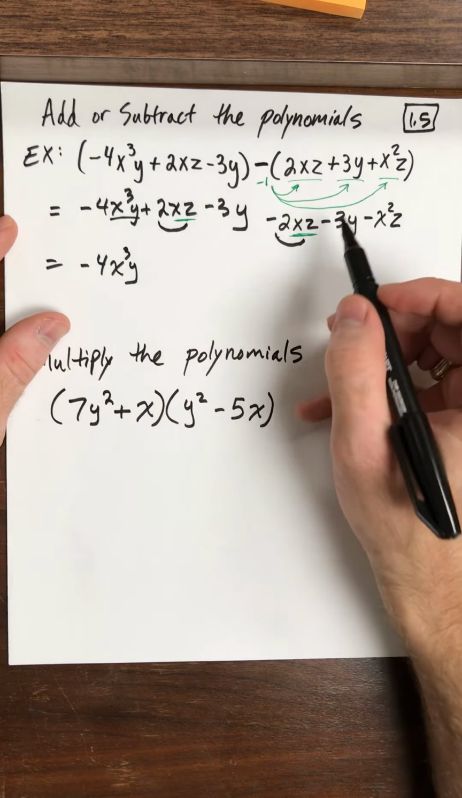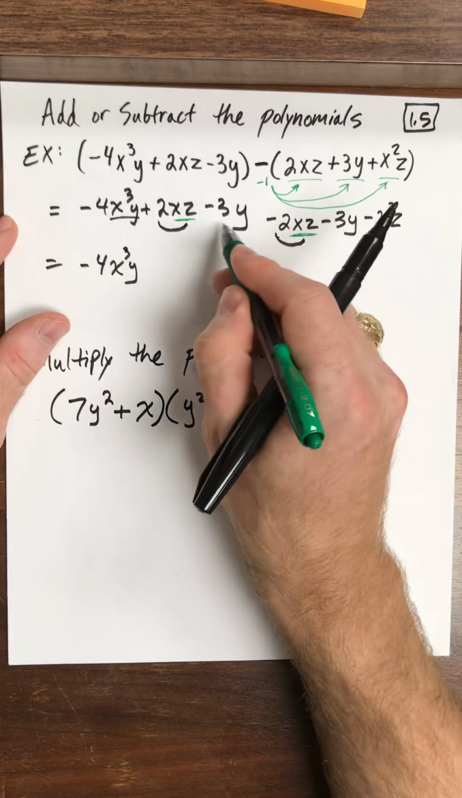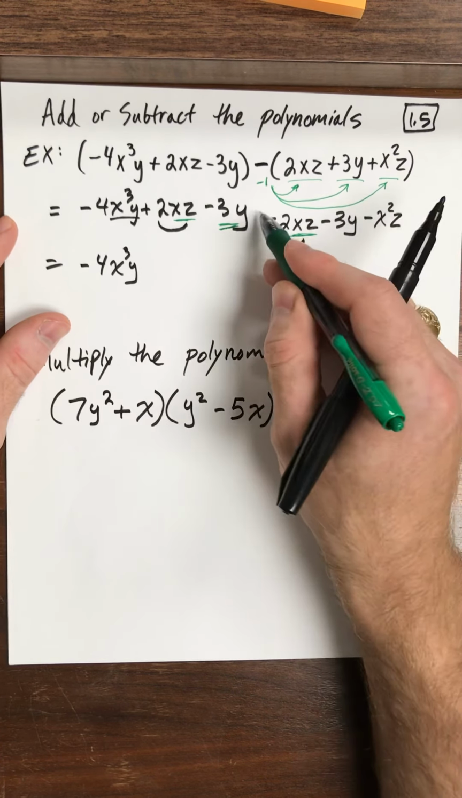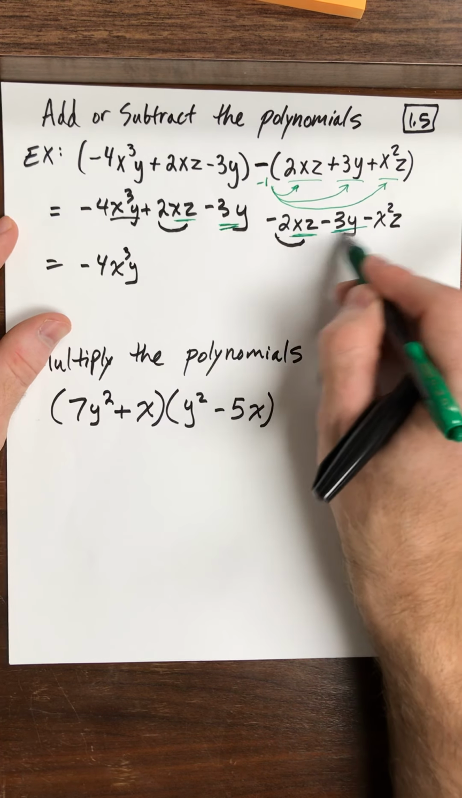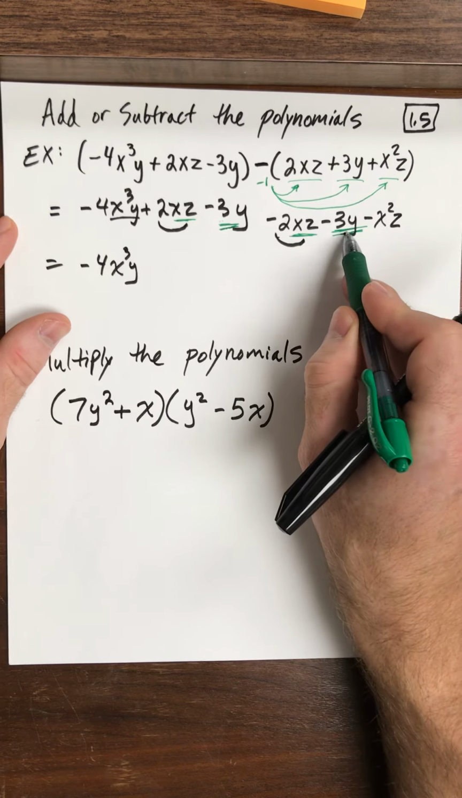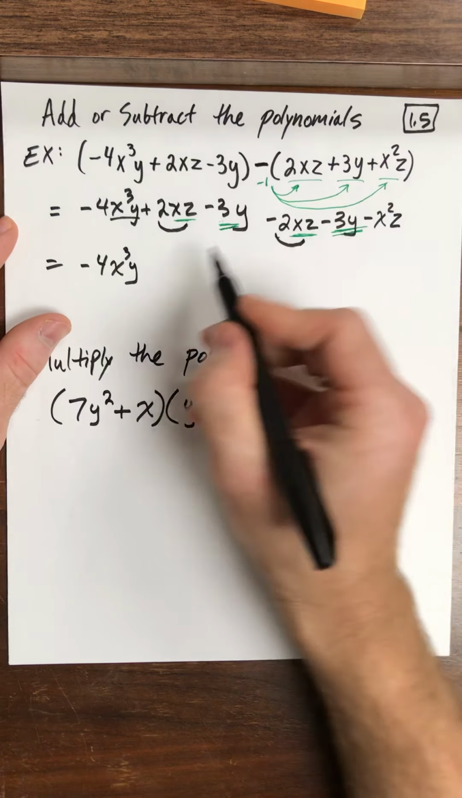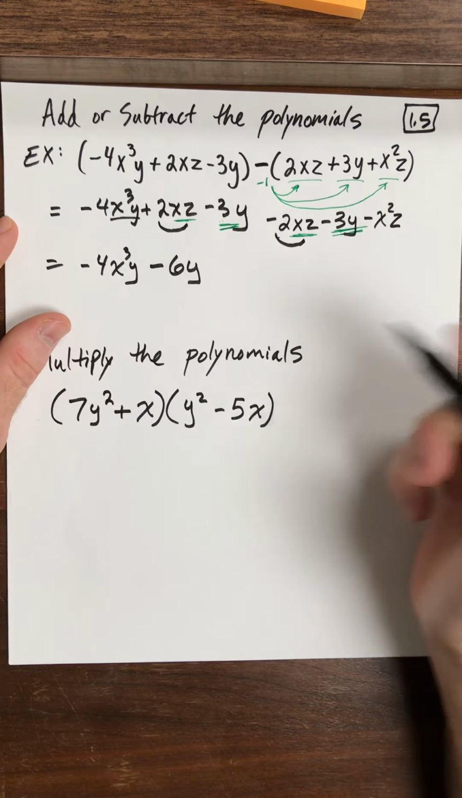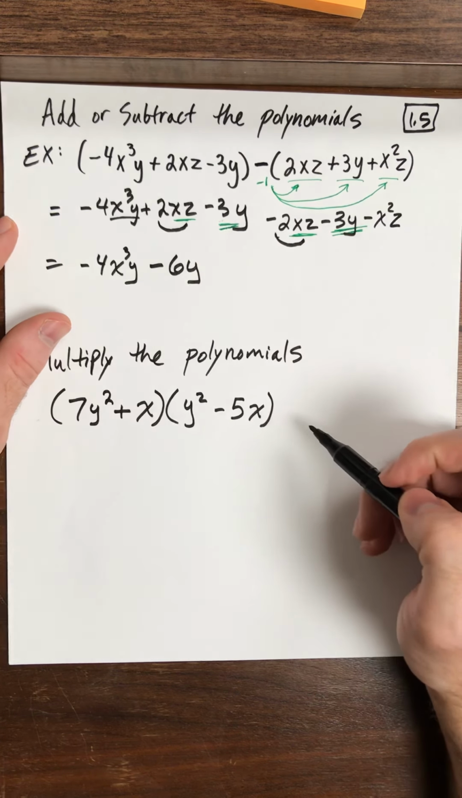All right, moving on. I have a negative 3y. So I'll look for other terms that just have a y. Okay, this is a negative 3y. So negative 3y and negative 3y make what? Well, that actually makes negative 6y. Okay, so I'm going to write this down because they don't cancel each other out.